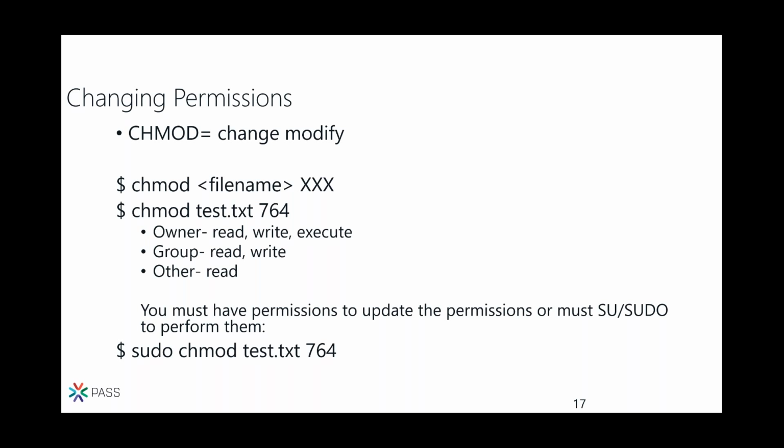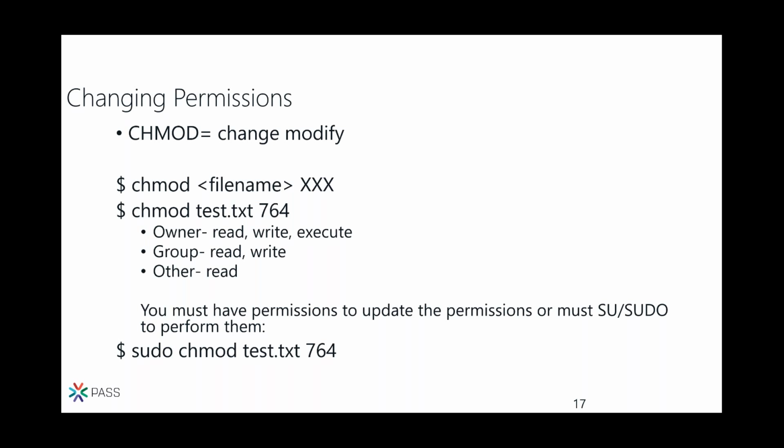So we took this test text file and I wanted to change it. I could do a 764, which would be owner, group, and other. You can see the first one is 7, which is read, write, and execute. The next one is read, write, which is 6, and other, I'm only giving read access. So they don't have the group permissions given to them on that file, and they're not the owner. They would only have the ability to read. If they were the group, they could read and write. And if they're the owner, they could do anything they want to that file. They have God powers on it.